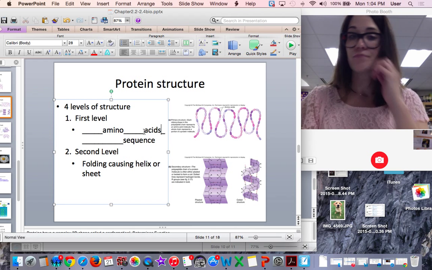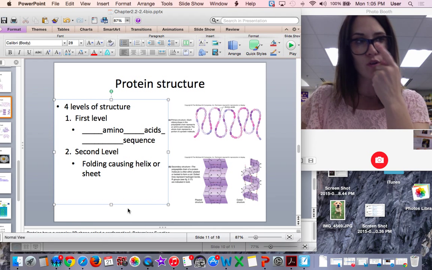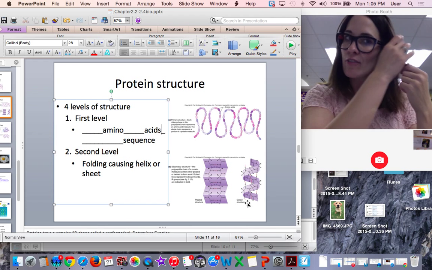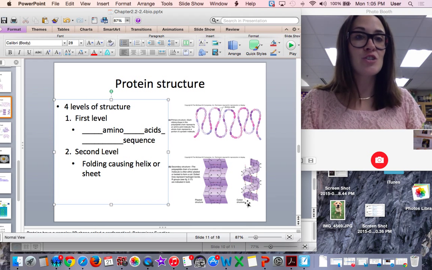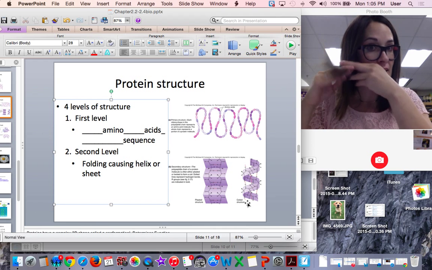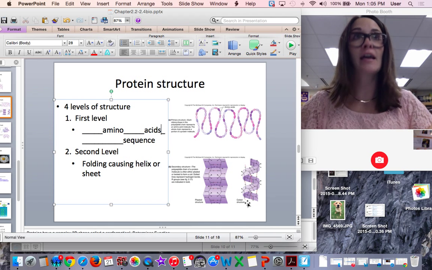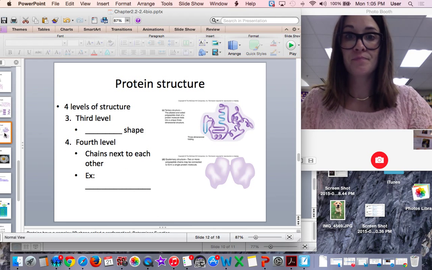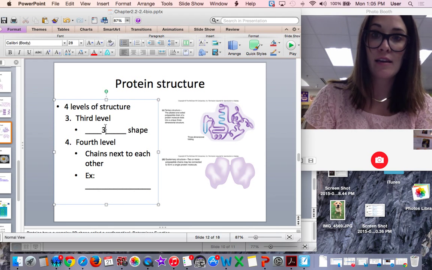The second level is when that chain gets folded or twirled. It's called an alpha helix or a beta sheet. A helix is like if you took your hair and you curled it. That would be an alpha helix. A beta sheet would be like crimping your hair. Sorry if you don't know what that is, but like if you took a sheet of paper and bent it on itself, kind of like a fan.